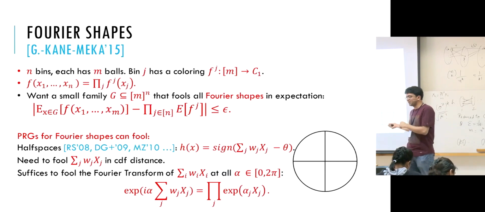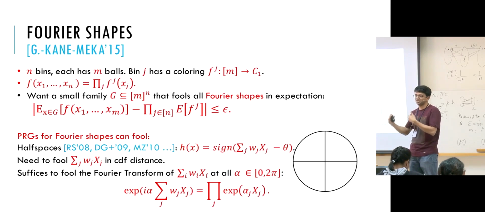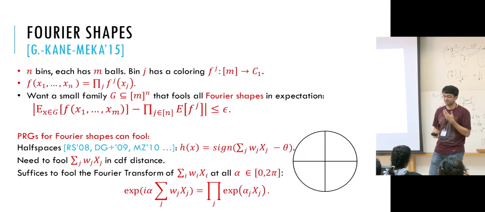Now, it's not even clear that these things are in RL, but Meka and Zuckerman, among other things, proved that actually these are very good approximations in RL. So in order to de-randomize all of RL, you've got to de-randomize half spaces.